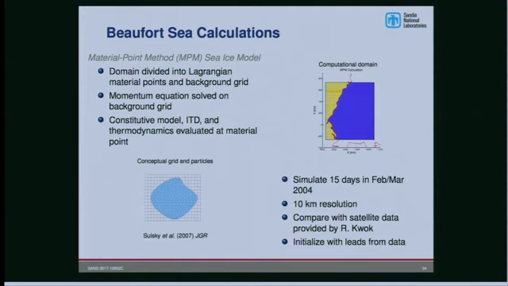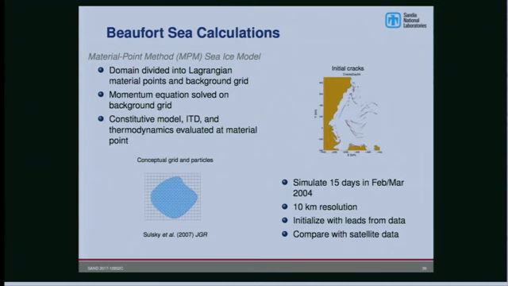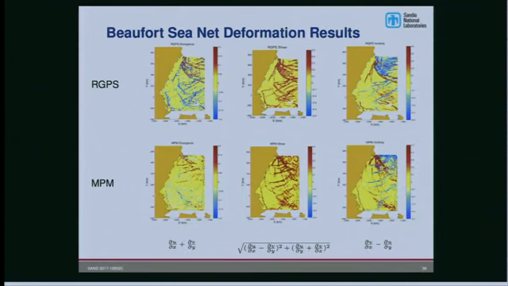It's 10-kilometer grid resolution, which is typical for our GPS, but it's actually daily resolution in time, which is higher than the general RGPS data. And so we initialized our simulation with leads calculated in the way I described in the previous slide. And after running for 15 days where we had ocean and atmospheric forcing that were from reanalysis products from the time, we get the following results.